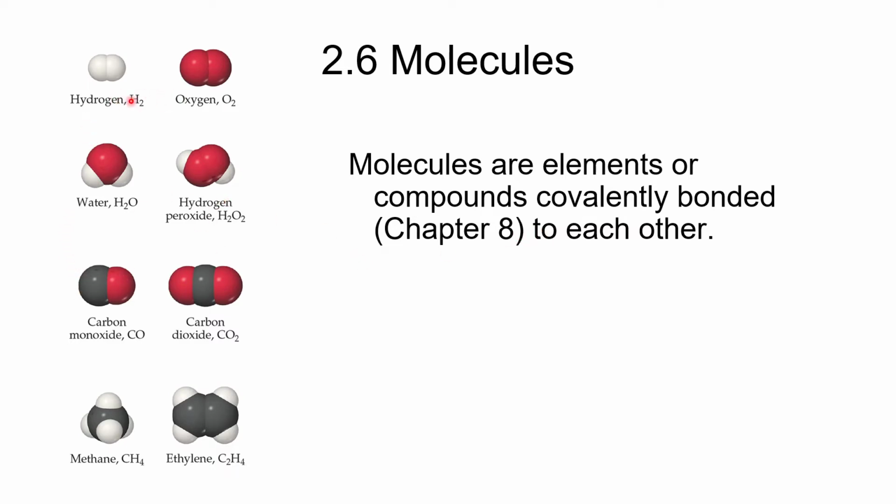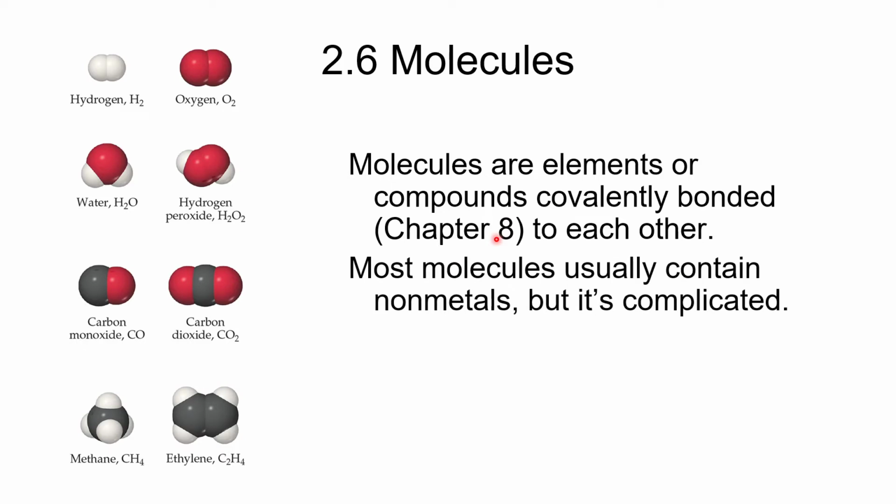We've got a couple of elements up here. Hydrogen and oxygen are diatomic elements. If you find elemental hydrogen and elemental oxygen in their ground state, you will find that they are diatomic. Here are some molecules: water, hydrogen peroxide. So these are what the molecules look like, and we can indicate how many of each atom are in there by writing the molecular formula. All right, we're going to talk more about this in chapter 8.